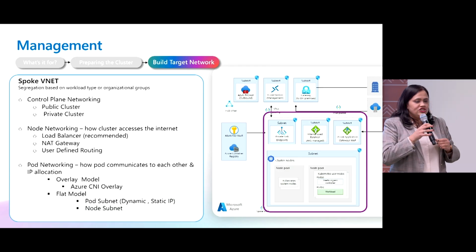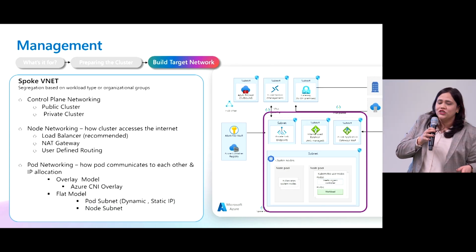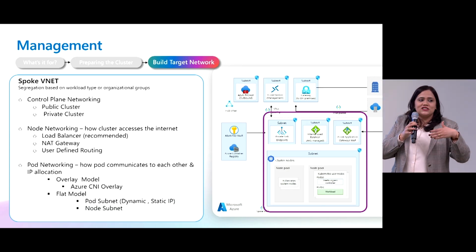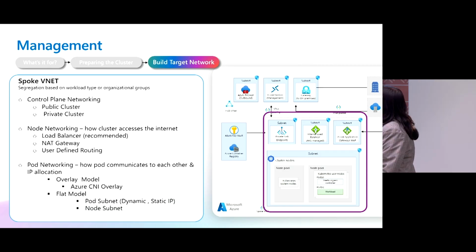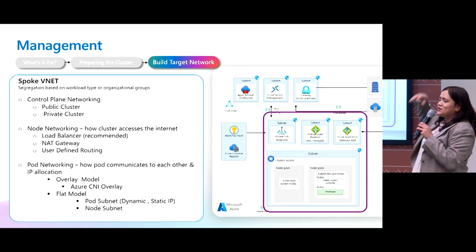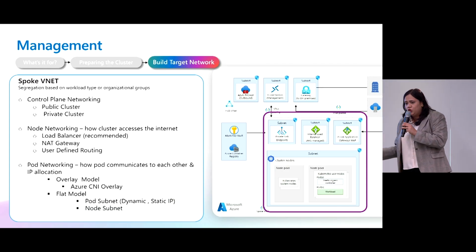Also, there is one other feature that is in preview: the API server VNet integration, through which Ali can seamlessly transition from public to private clusters. Coming to node networking, it basically talks about how your cluster accesses the public internet. There are multiple options: load balancer, NAT gateway, user-defined routing.